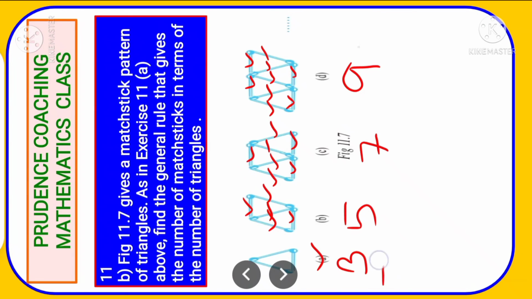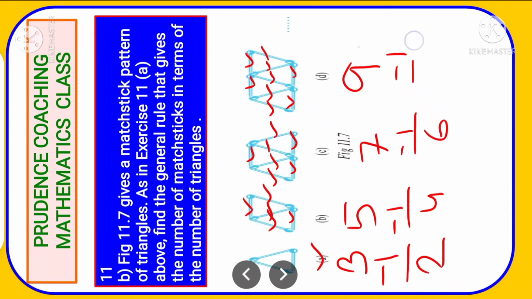Now if we deduct 1 from each of these numbers, we will get the table of 2. 3 minus 1 is 2. 5 minus 1 is 4, 7 minus 1 is 6, 9 minus 1 is 8. So as you can see, we can write the formula or the general rule as 2 into x, because it is a multiplication table of 2, plus 1.